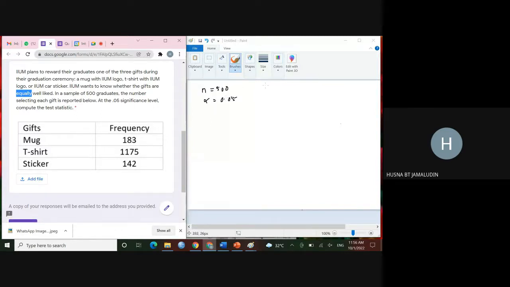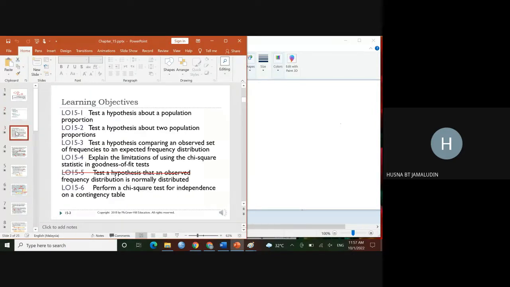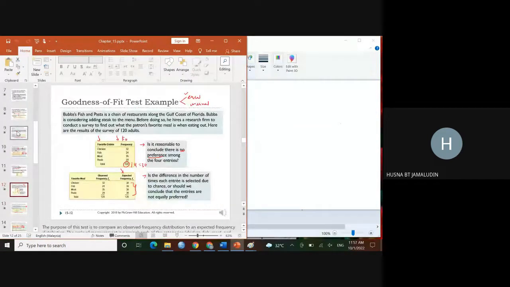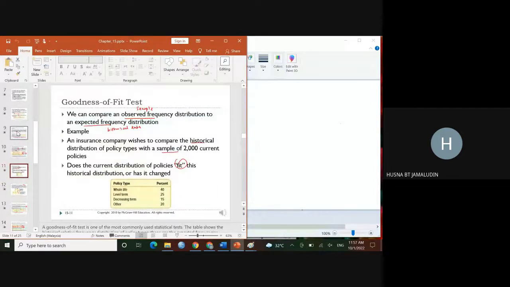So let's see, how do we compute the test statistic? Do we have a formula for that? What is the formula? I don't remember. So this is equal expected frequency, goodness of fit test. So this is equal, right?